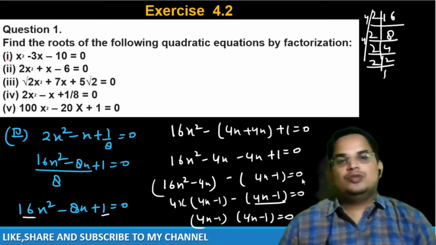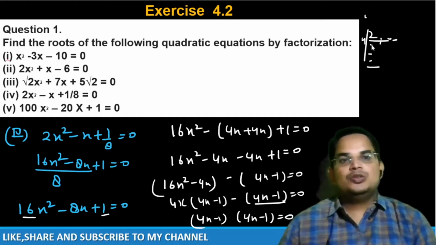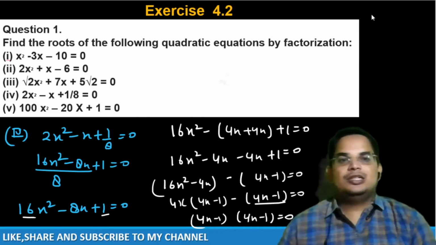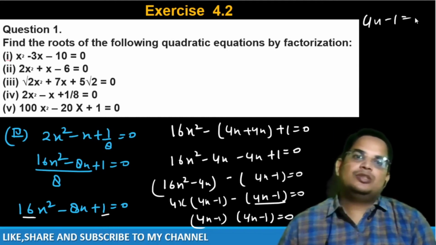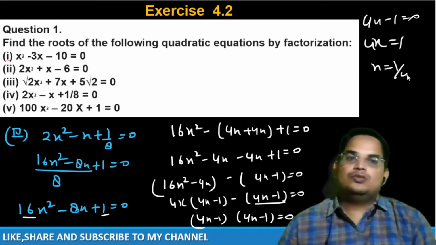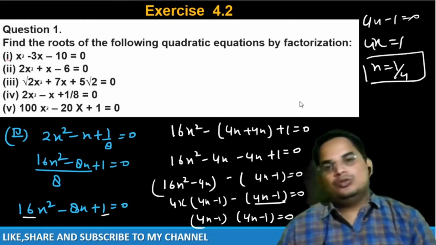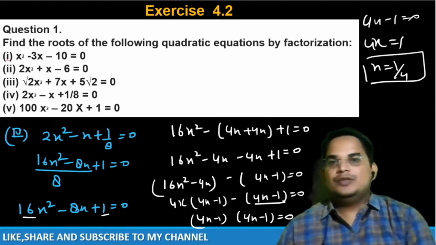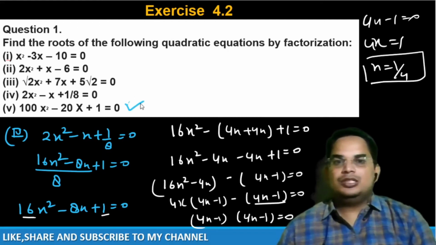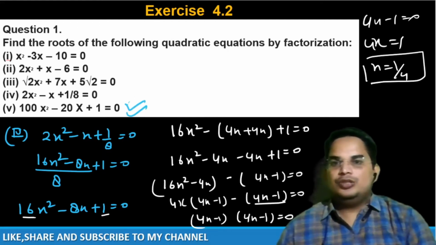So these two values are similar to each other. These values are identical. So what you can say? You can say 4x minus 1 is equal to 0. So you can say 4x is equal to 1 and x is equal to 1 by 4. Okay. So you will get two values. So this equation, the part 5, you will do by yourself. This part, the fifth part. Okay, children. If you are unable to do it, then just drop your message. I will solve it. Okay.